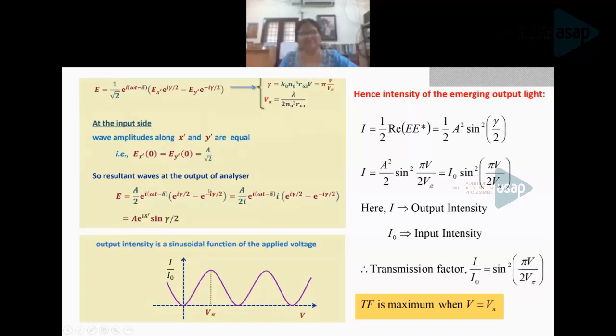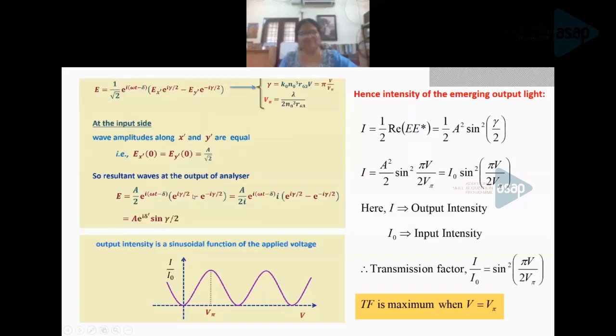Okay, so the original intensity can be written as I0, and sin square, what is gamma? Gamma is actually this factor, which can also be written in terms of half voltage as pi V by V pi. So substitute that here, you will get this equation. This is the intensity equation.